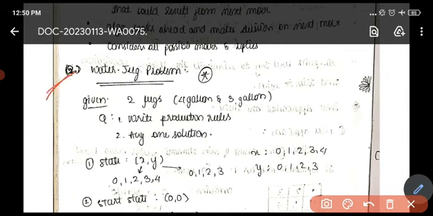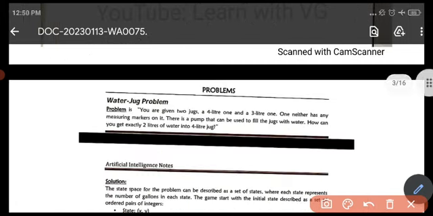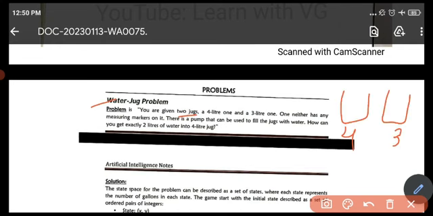Here is the problem. You are given two jugs, a 4 liter and a 3 liter jug. Neither of these two jugs has any measuring marks on it. There is a pump that can be used to fill the jugs with water. How can you get exactly 2 liters of water into the 4 liter jug, with the help of the 3 liter jug or any tricks? You need to fill the 4 liter jug with only 2 liters of water.